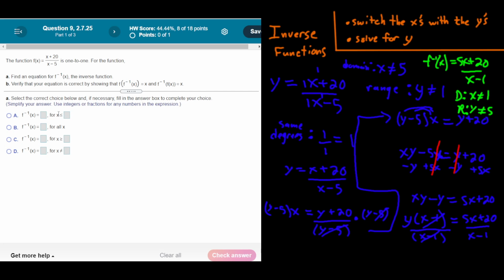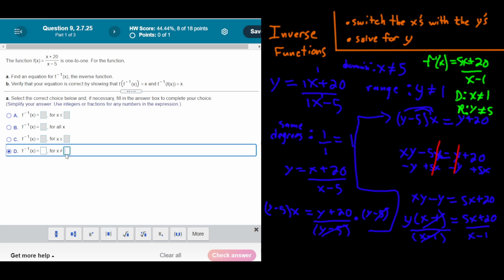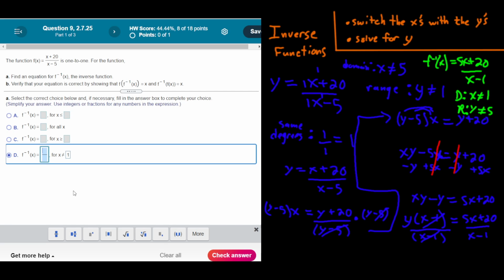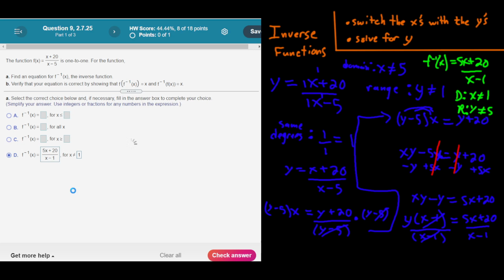Anyway, so x cannot be positive 1 for our domain, so we choose the one with the cannot equal to symbol, and we're saying it's going to be a 1. So the inverse that we found is going to go in this box, and so we have 5x plus 20, and this is all over x minus 1. Well done. All that work.